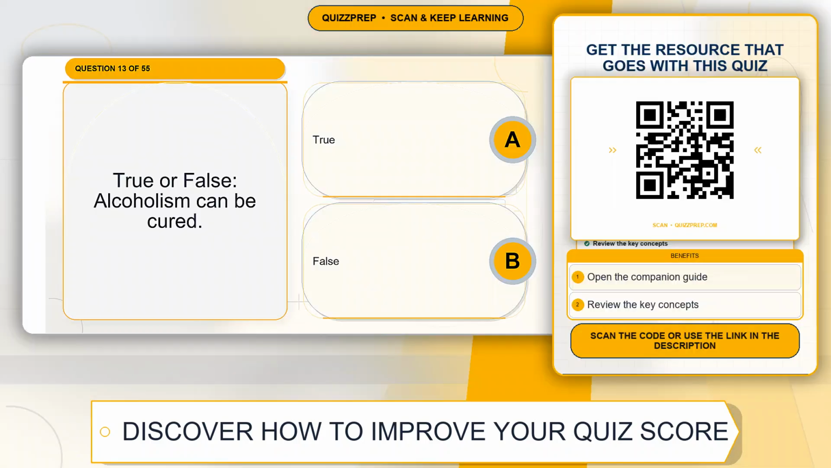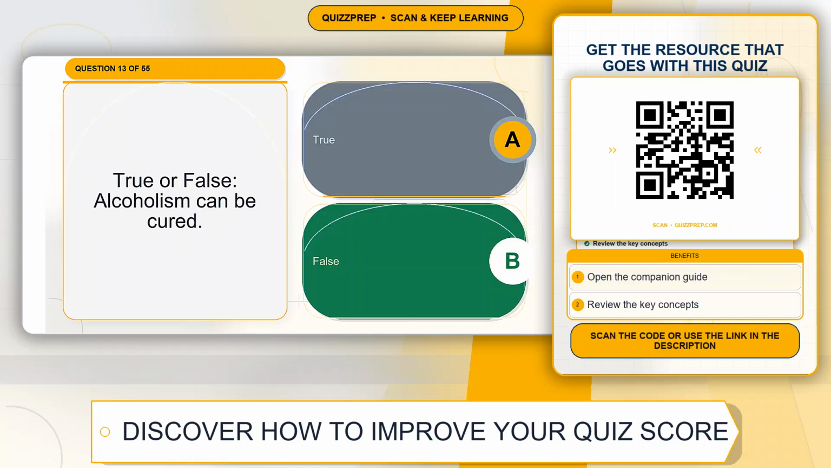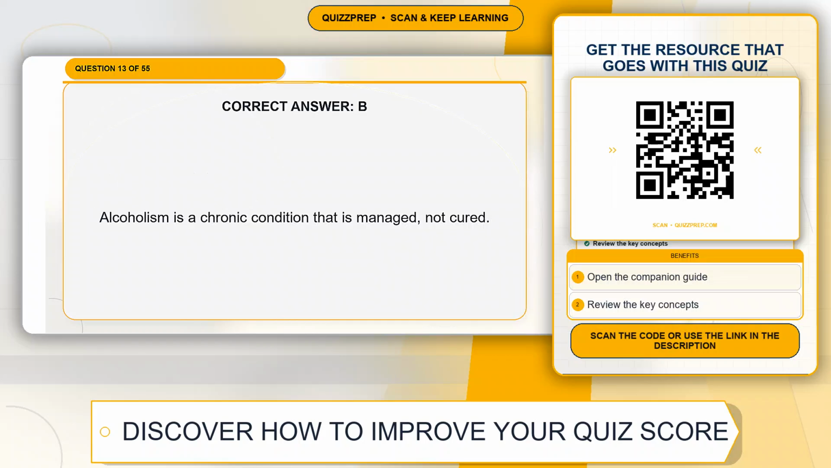Question 13. True or false, alcoholism can be cured? Option A, true. Option B, false. The correct answer is option B, false. Explanation. Alcoholism is a chronic condition that is managed, not cured.